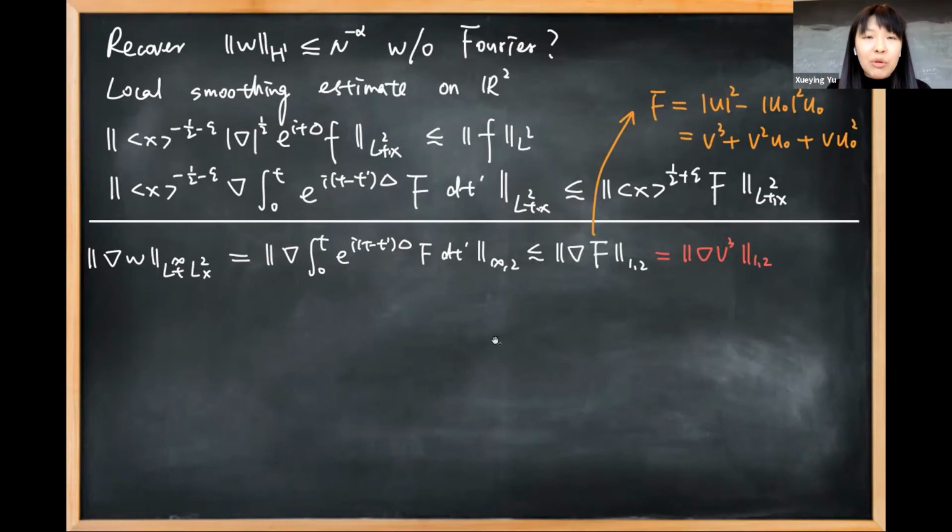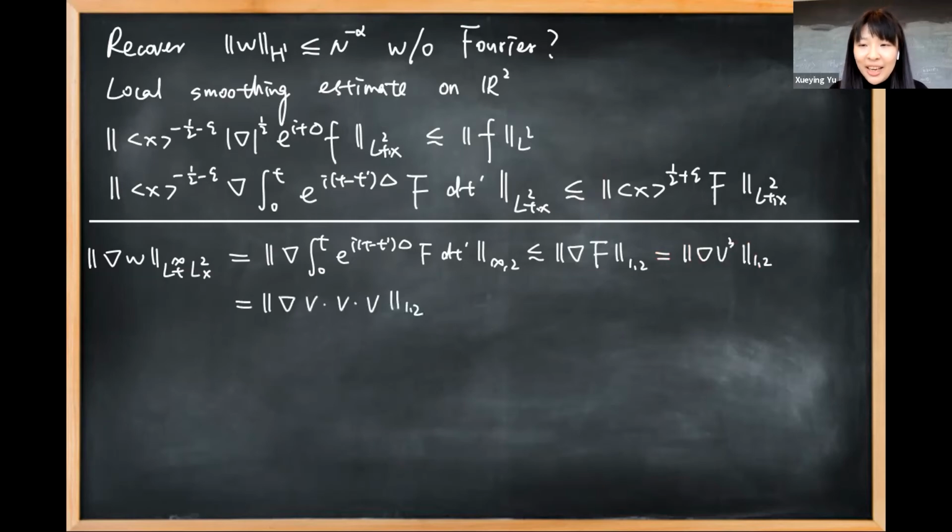And then what's next? I'm going to use a very important theorem in Calculus 1, which is the chain rule. So you would like to rewrite, somehow split the derivative on this nonlinear term into the derivative of V and two other copies of V's. And then, what next?